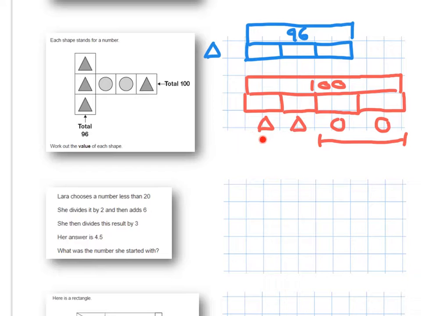Now I've deliberately put the 2 triangles together, so I can then put my 2 circles together. So once I've put my answer in here, I can then take this number away from 100, and it will tell me the value of 2 circles. Once I've got the value of 2 circles, I then need to divide it by 2 to work out the value of 1 circle.